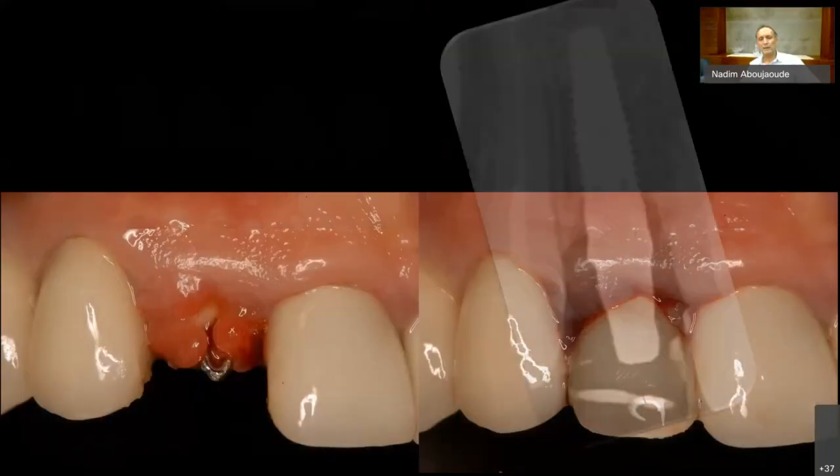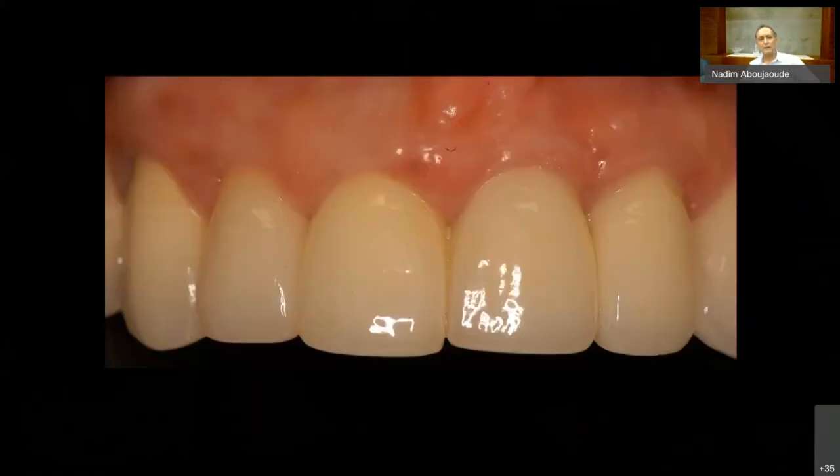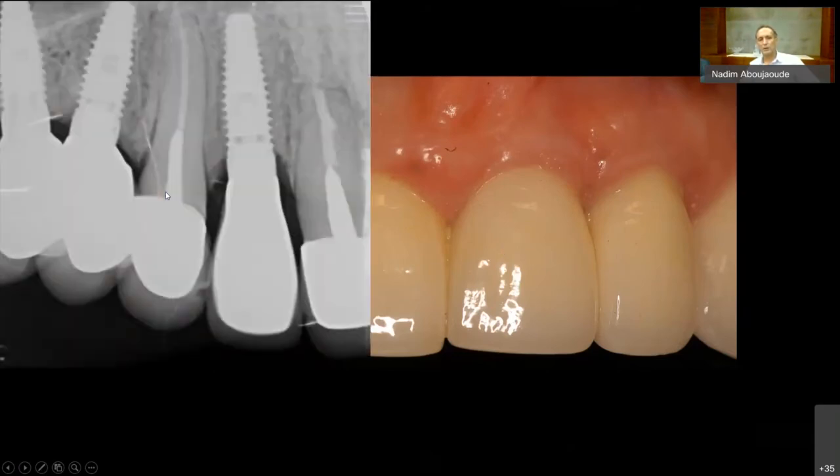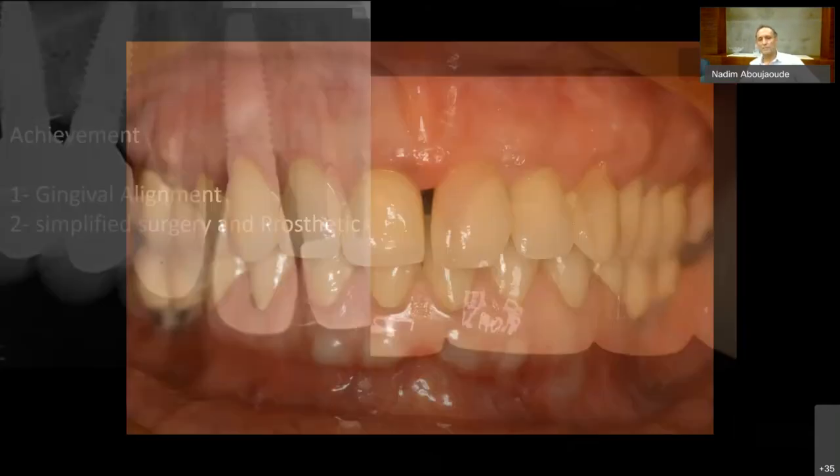We extracted the tooth, we placed the implant, and we have more bony contact between the implant and the bone, simply because the alveolar is conical. When you erupt the tooth, it will be smaller, and the implant will fill up all the alveolar. At this point, we were able to place the implant, place the crown. As you can see, the lateral is here. We did not change any of the adjacent teeth. And look at the healthy papilla and the healthy gingiva around the tooth. Gingival alignment, simplified surgery, and prosthetic.